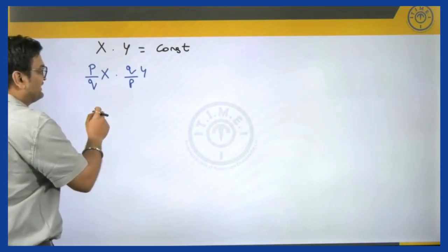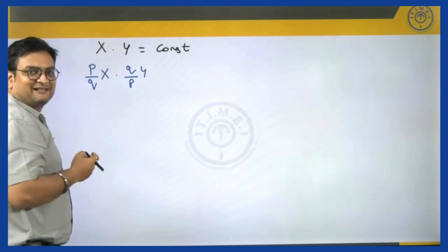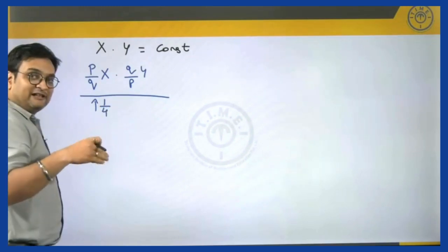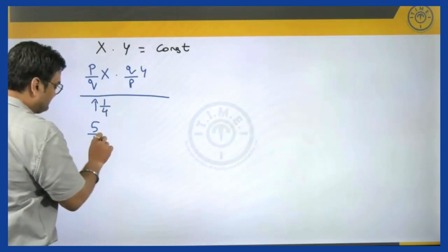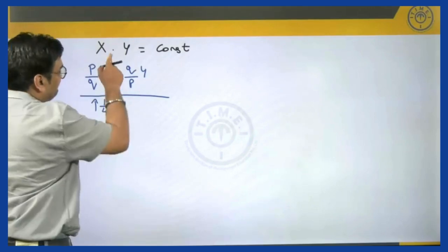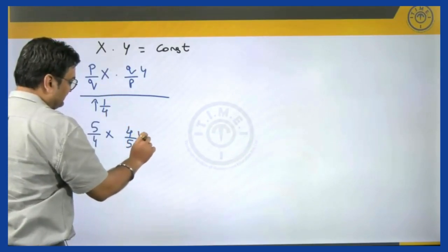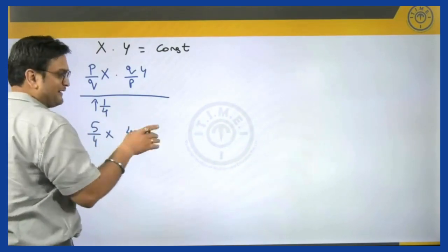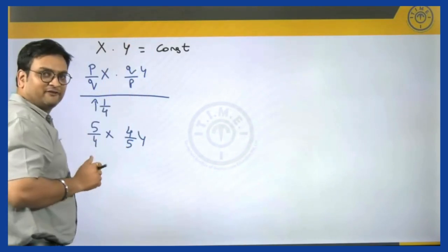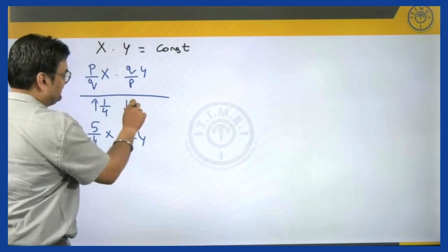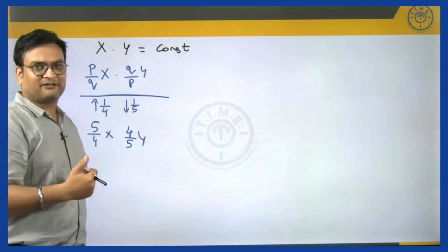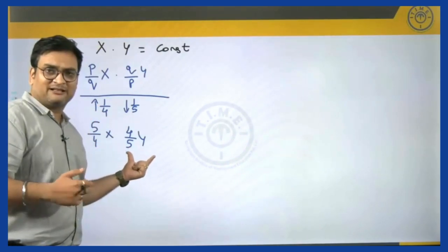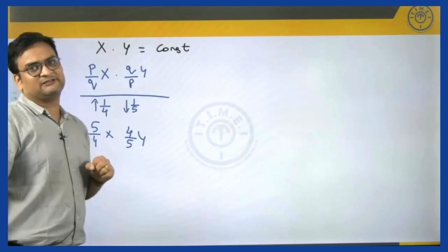So for example, if I take some numerical values, if x increases by 25%, it means it will increase by 1/4. And if it increases by 1/4, it means it will become 5 by 4th x. And if x becomes 5 by 4th, y corresponding to that should become 4 by 5. Correct? So if y is becoming 4/5, please understand what it means. y is decreasing from y, now it's becoming 4/5. How much is it decreasing by? Can I say it's decreasing by 1/5? So it's decreasing by 1/5 y. So if x increases in this fashion, it will become this. Corresponding to that, y should become this, which in turn means y will decrease by 1/5.